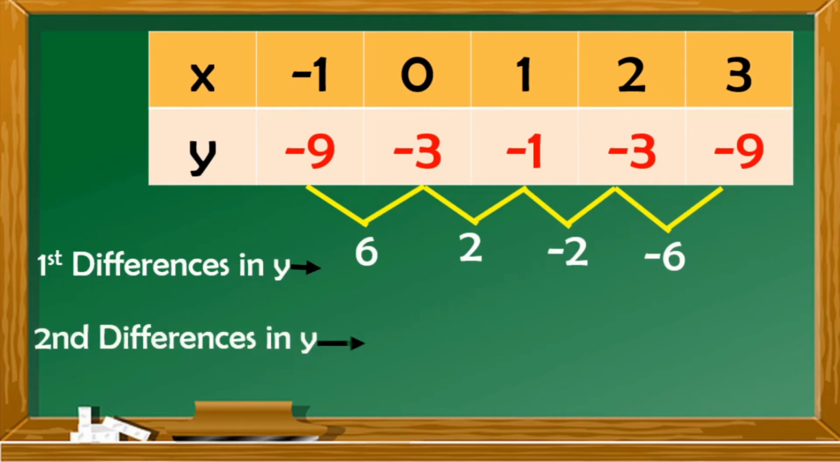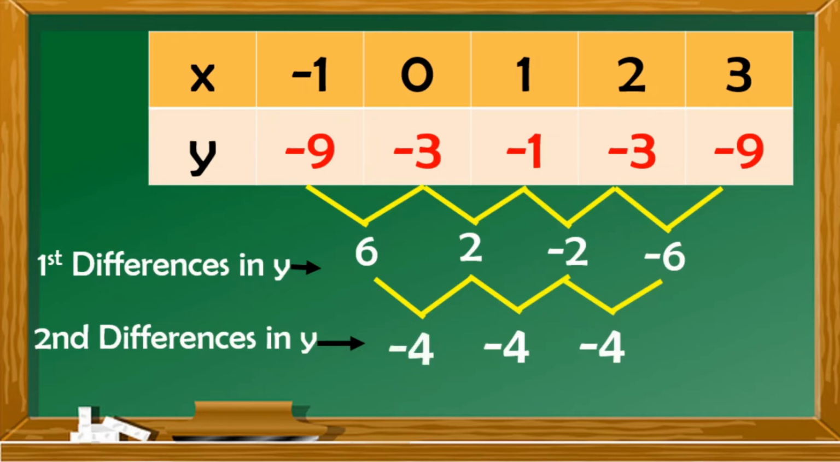Now, let's get the second differences in y. Let's start with -6 minus -2, that is equal to -4. -2 minus 2, that is equal to -4. And 2 minus 6 is also equal to -4.